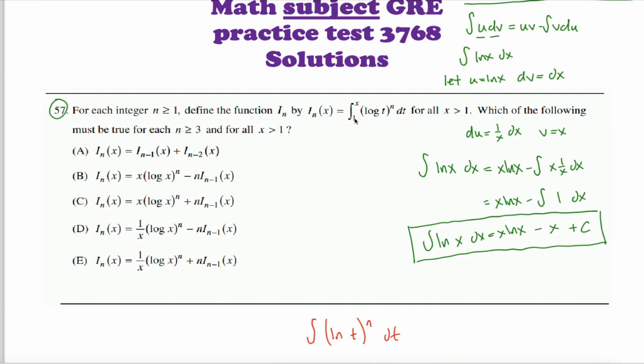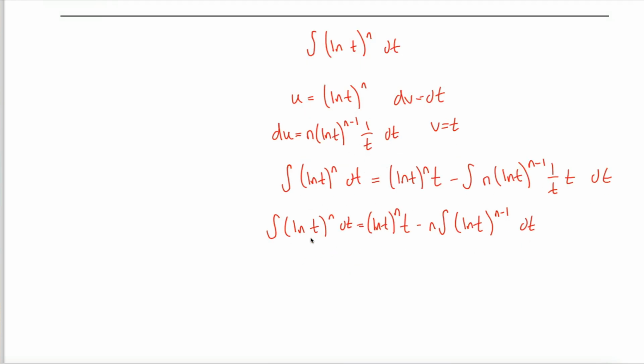So let's evaluate all these expressions, plugging in 1's and x's. I get the integral from 1 to x of the natural log of t raised up to the n power is equal to, if I plug in x everywhere I see a t, the natural log of x to the n power times x, or x natural log of x to the n. If I plug in 1 everywhere I see a t, because the natural log of 1 is equal to 0, this term just goes away. So this equation in terms of indefinite integrals can be rewritten as this equation in terms of definite integrals.